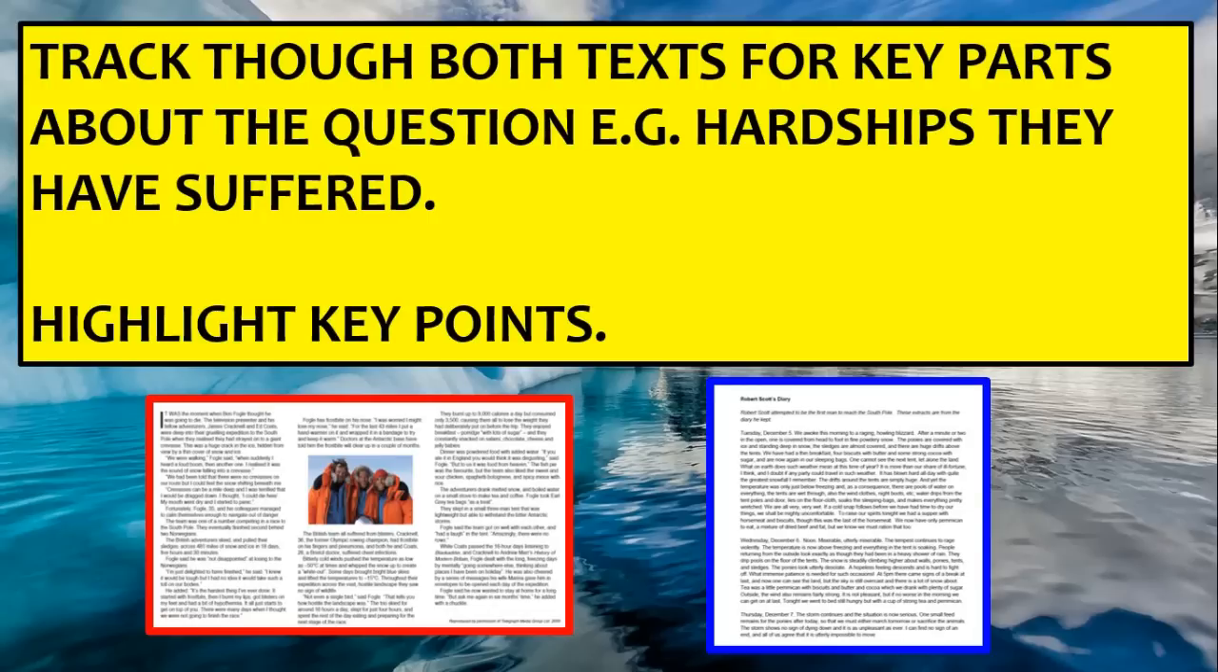So what I want you to do now, do it together or pause the video, track through both texts, so go from start to bottom with the highlighter and look for key parts about the question. So just about the things they've suffered, and then highlight the key points.